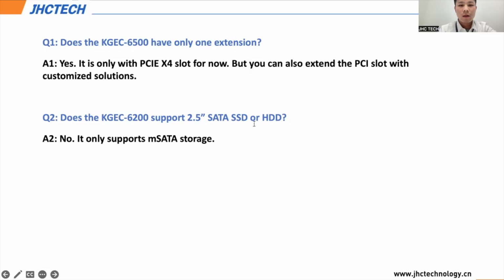KGEC-6300 and 6500 series, not finalized design? This is 6300. It's the finalized design. It's finalized, but the 6500 has the design with a fan.